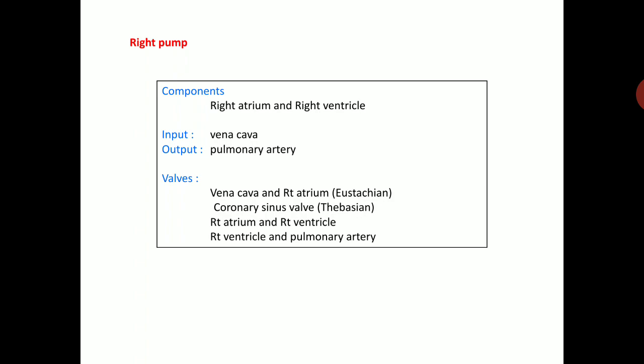Between right atrium and right ventricle there is a tricuspid valve, and between right ventricle and pulmonary artery there is a semilunar valve. So thickness of the right ventricle wall is about 3 to 5 millimeter, and pressure generated during systole is 25 millimeter of mercury.